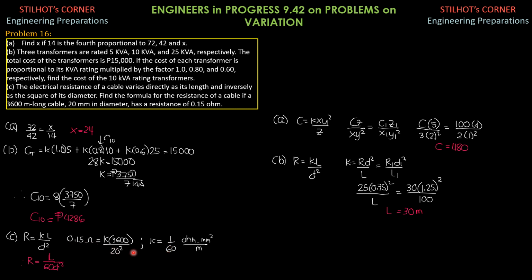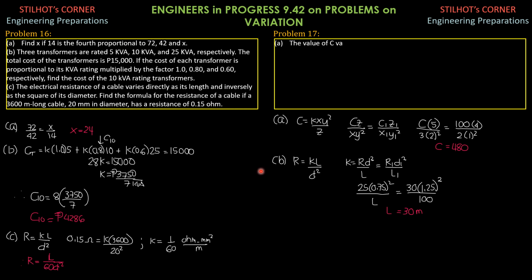ohm mm square per meter. The units are important so that when we solve a problem related to this, we have other conditions there. The diameter should be in mm, the length of the cable should be in meters, and the resistance should be in ohms. So the formula therefore is K, which is 1 over 60, times L over D square. So R equals L over 60 D square.